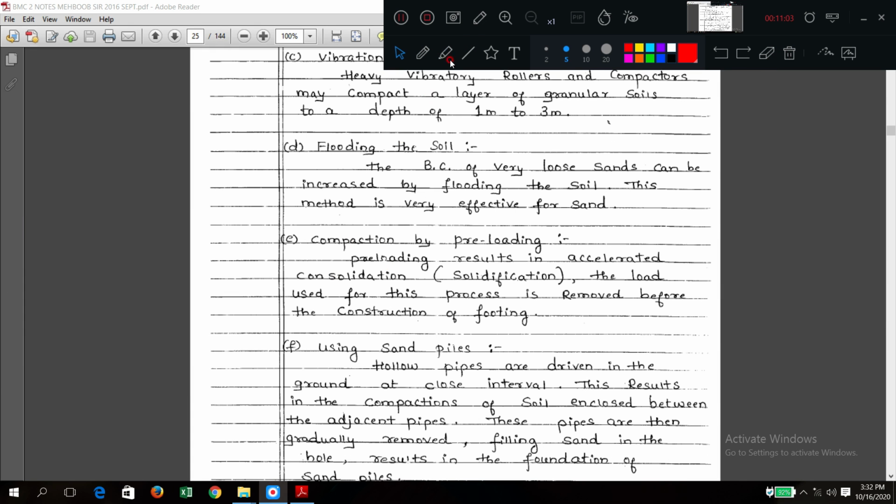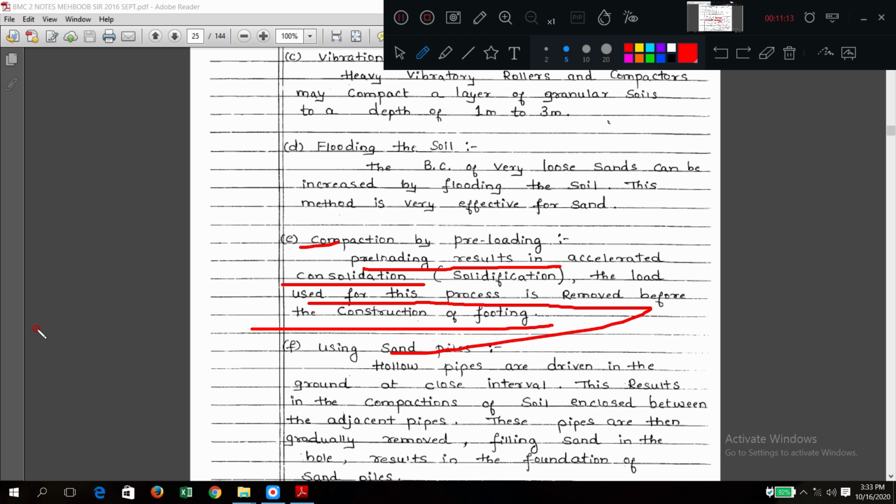Now, what is compaction by preloading? Preloading results in accelerated consolidation. The load used for this process is removed before the construction of the footing. It is nothing but, if there is a soil, and the actual building comes, the settlement is this much. Now what you are going to do before construction is preload it.